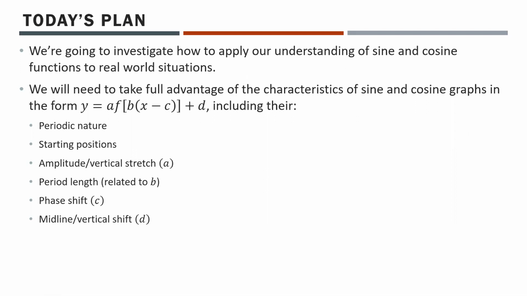world situations. We will need to take full advantage of the characteristics of sine and cosine graphs in the form y equals a f(bx minus c) plus d, including their periodic nature, so in other words, the fact that they repeat, and their starting positions. Remember, sine starts at the midline going up, cosine starts at your maximum going down. Amplitude or vertical stretch, your A value, your period length, which is related to your B, phase shift, which of course is your C, and the midline, or in other words, the vertical shift, which is the D. We need to take full advantage of all these things today. Let's not waste time. Here we go.